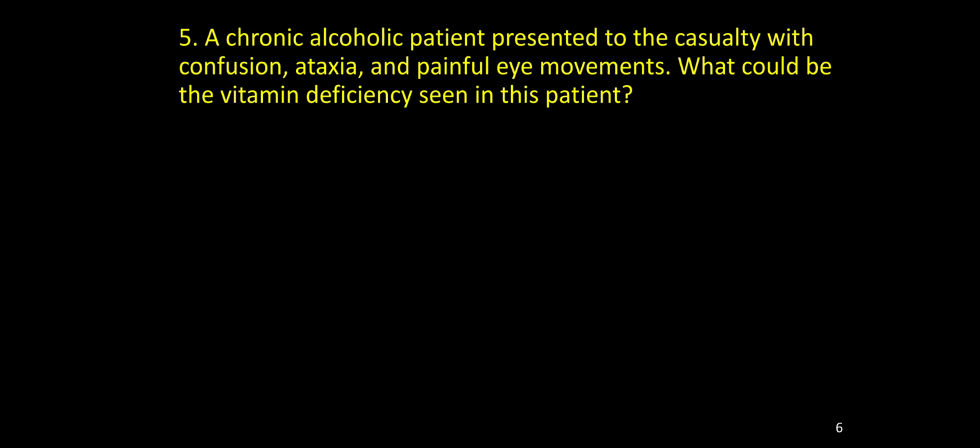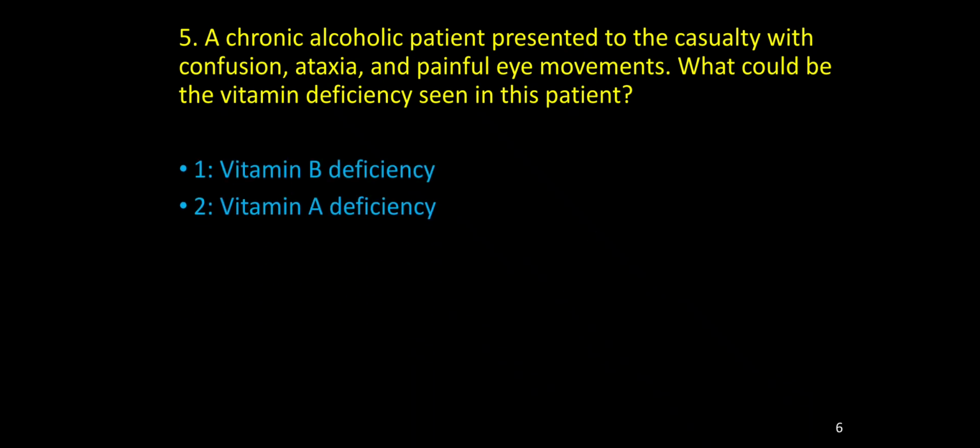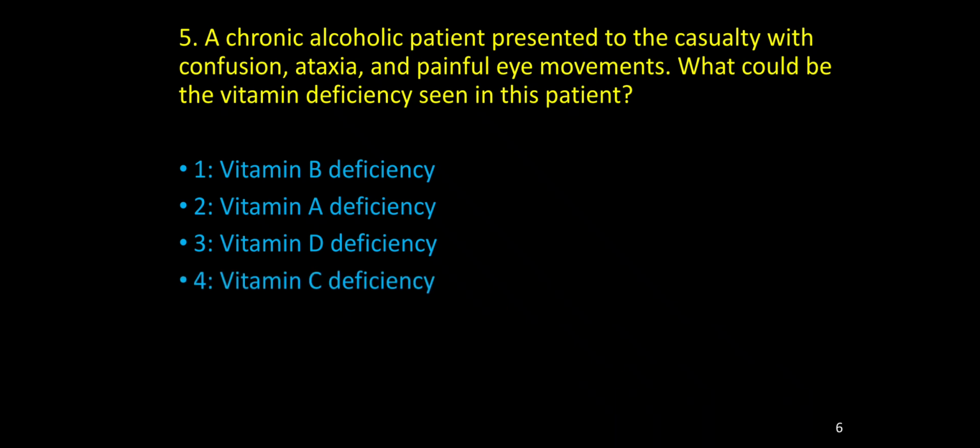This chronic alcoholic patient is presented with confusion, ataxia and painful eye movement, and the question is about vitamin deficiency. Now, the options: vitamin A deficiency is related with vision, for the rods and cones. That is also related with night blindness and total blindness. Vitamin D deficiency is directly related with rickets and osteomalacia, and vitamin C deficiency is related with collagen fiber and scurvy. Okay, but if a particular number is given, then we can choose the particular vitamin B1.